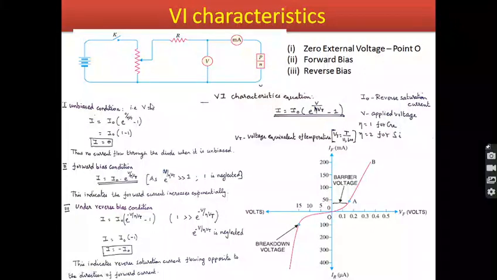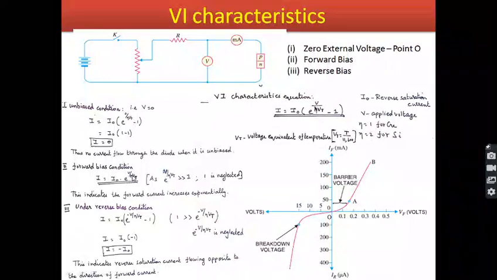During unbiased conditions, the forward voltage V is equal to 0. As a result, e^0 contributes 1, and then I is equal to 0. That is, during unbiased conditions, there will not be any current. During forward bias, you could see from the expression that I is equal to I0 into e to the power of some term, which indicates that I is increasing exponentially. Under reverse bias conditions, you change V to −V. As a result, I is equal to −I0, which means the current is in the reverse direction.